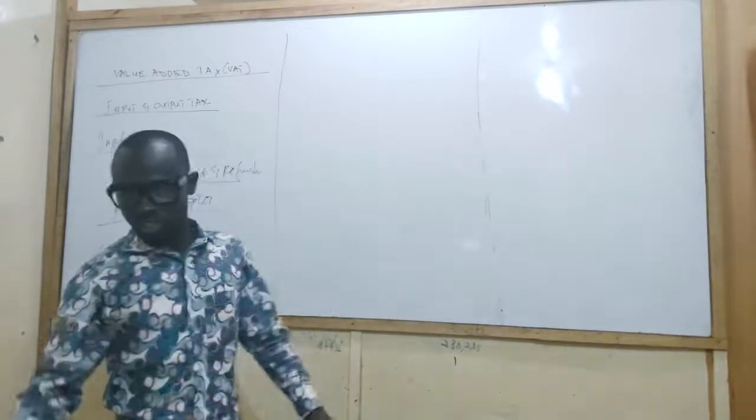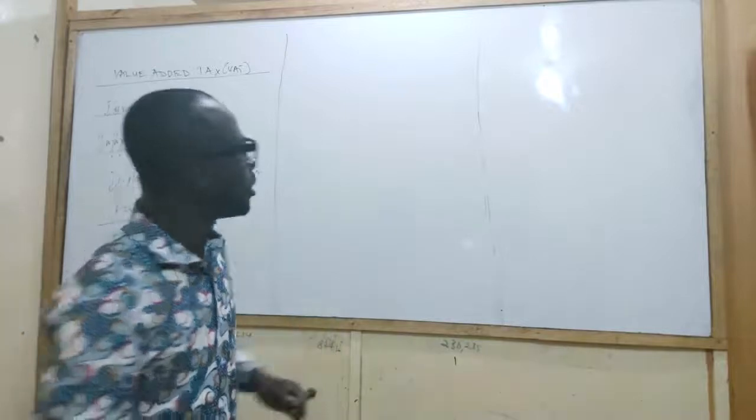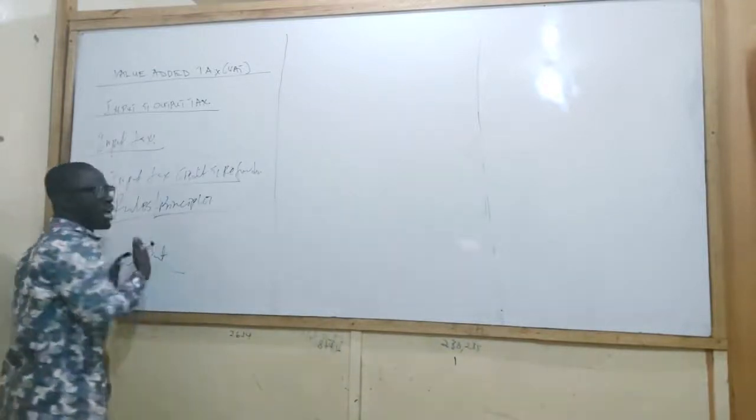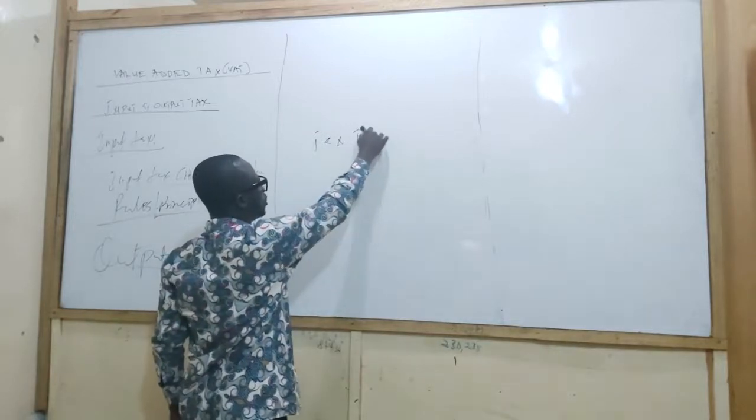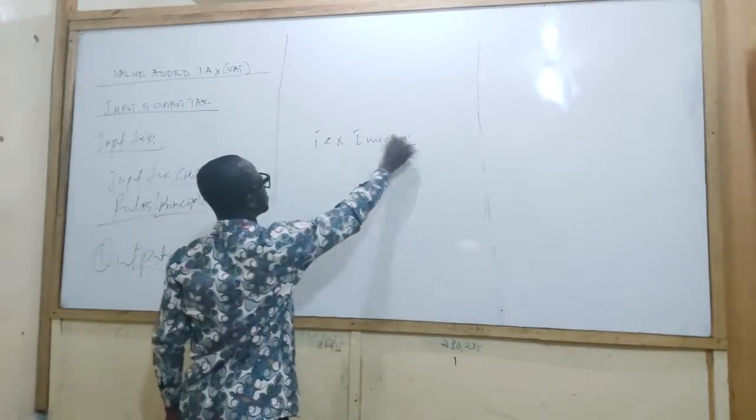As I mentioned, when we sell, we are going to be charging the output tax or the output VAT. But we're going to be issuing the tax invoice. So what is a tax invoice?